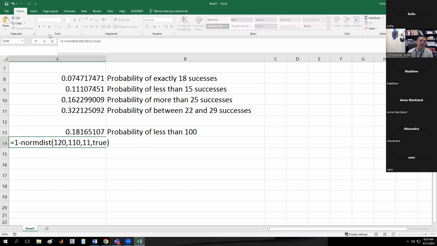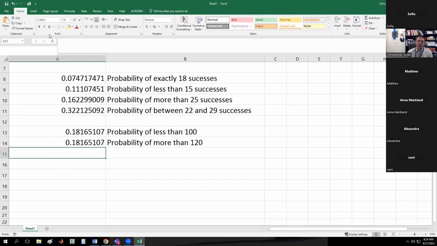If I execute this, that just gives me another 0.1816, which makes sense because they're both equally distant from the mean. Remember, both 100 and 120 are 10 units away from the mean, so we would expect to get the exact same probability.